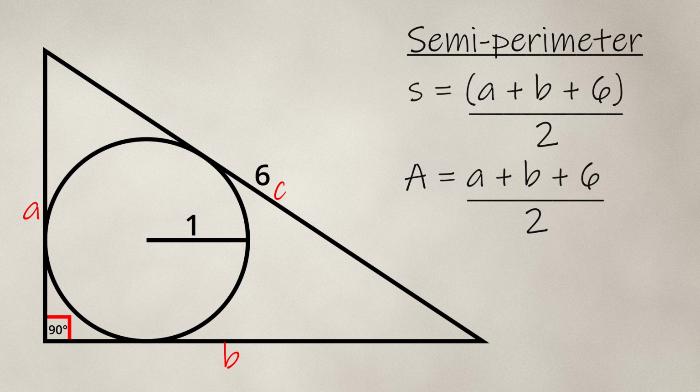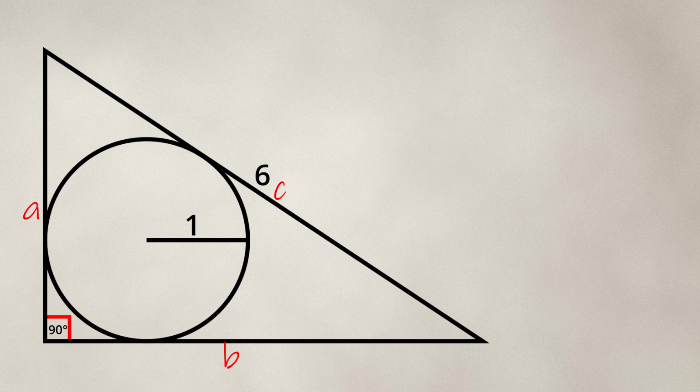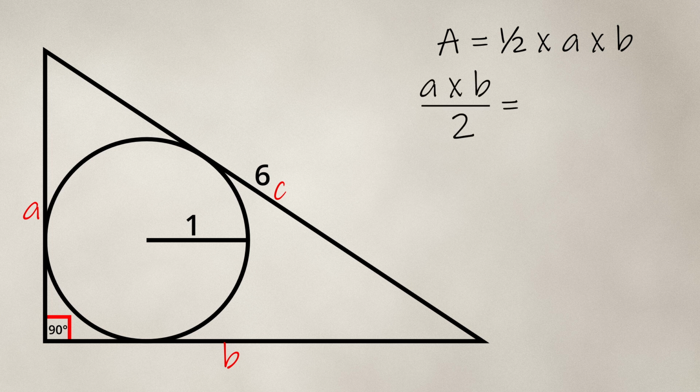But we also know for a right triangle, the area is simply A equals half times a times b. So we can write a times b divided by 2 equals (a plus b plus 6) divided by 2, which simplifies to a times b equals a plus b plus 6.